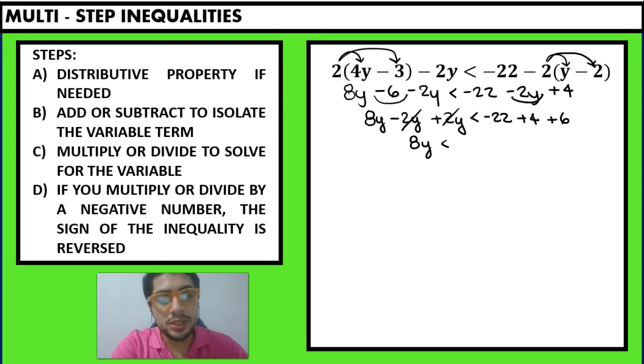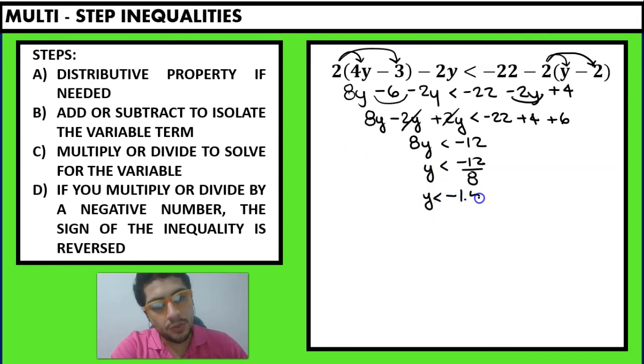Now we have minus 22 plus 4 and plus 6, which is going to give us a value of minus 12, right? Now the 8 is actually multiplying the y. So whenever we divide, y is lower than minus 12 divided by 8. Right? And that is going to give us an answer of y is lower than minus 1.5. Now, we didn't reverse the sign of the inequality because we were dividing by a positive number, okay?